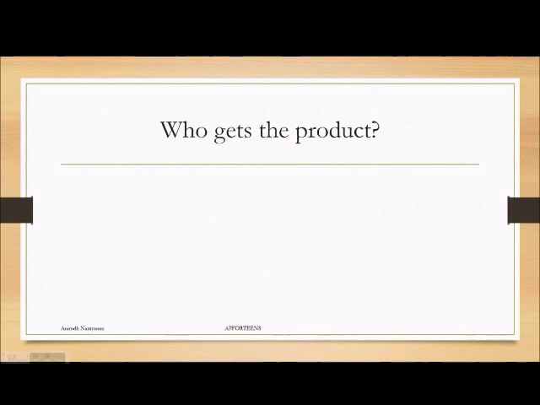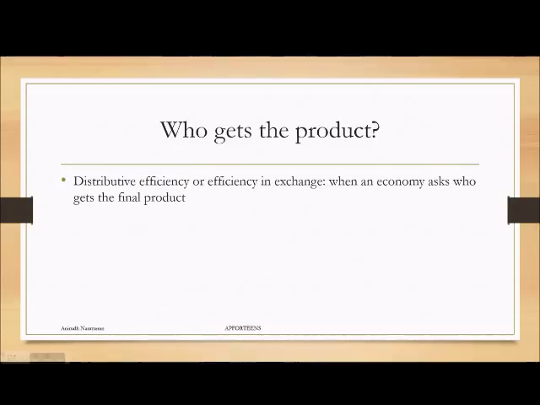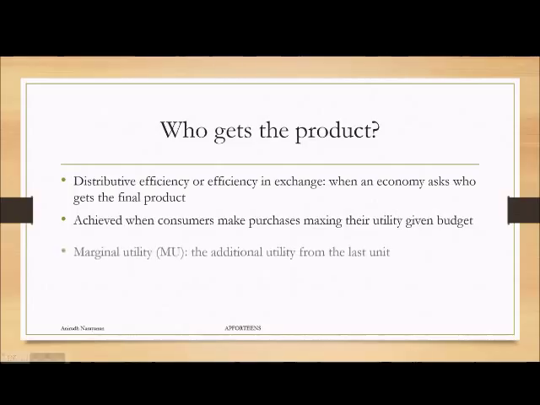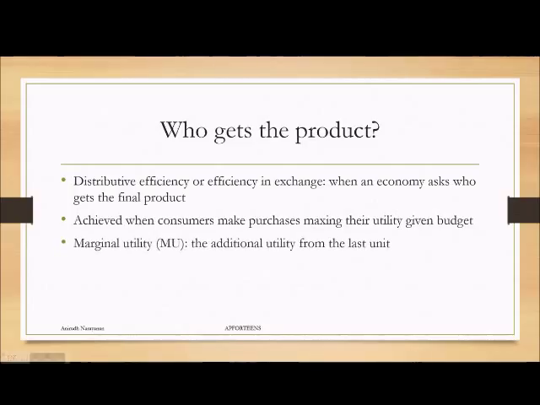None of that matters at this point when we talk about this question. That's a separate question. This one: who receives the final product? Well, distributive efficiency, or efficiency in exchange, determines that when an economy asks who gets the final product. It's achieved when consumers make purchases maximizing their utility given their budget. So, marginal utility, which is MU, is the additional utility from the last unit. And marginal utility, we're trying to maximize that.